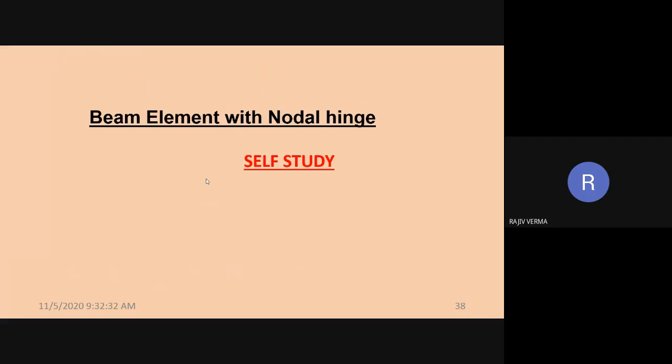Now I'm leaving one topic as an assignment to be done under self-study, that is beam elements with hinge. Quite a number of times we have beams which are connected to each other with a hinge. They have a pin joint. So this particular topic is given to you as an assignment. Kindly go through it from the book which you have at your disposal.